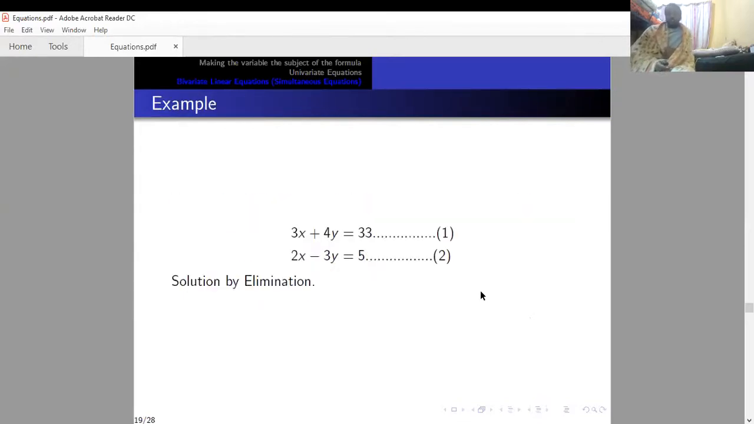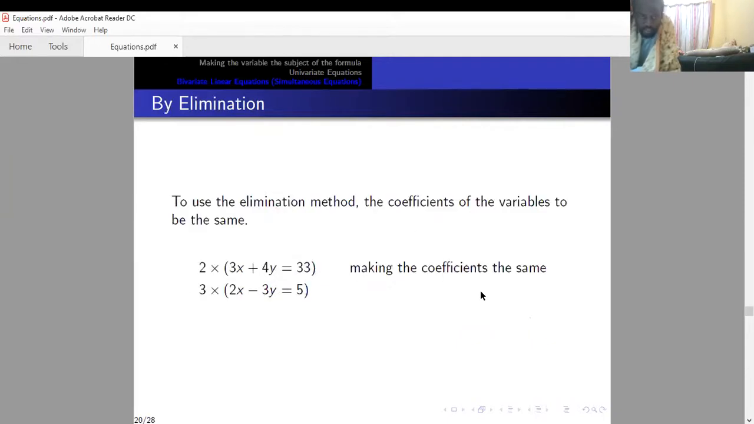Now, here's the thing. You want the solution by elimination. 3x plus 4y is equal to 33. 2x minus 3y is equal to 5. You can substitute with any. In our case, we'll eliminate x.